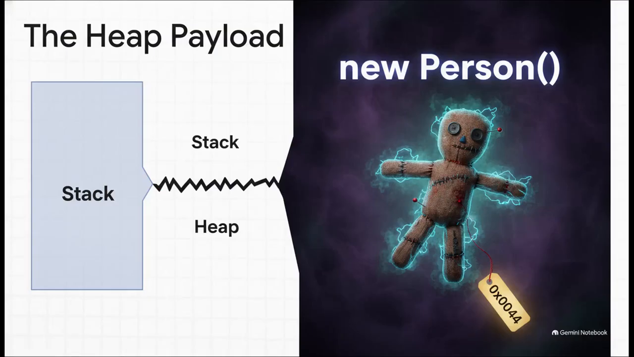Let's look at the heap first. When you type new Person, that new keyword is the summoning spell. It triggers dynamic memory allocation. The computer physically carves out a chunk of the heap to hold the actual object payload, the literal isEyePoked = false data, and it lives at a very specific hexadecimal address. Just to make it easy, let's say that address is 0x004A.